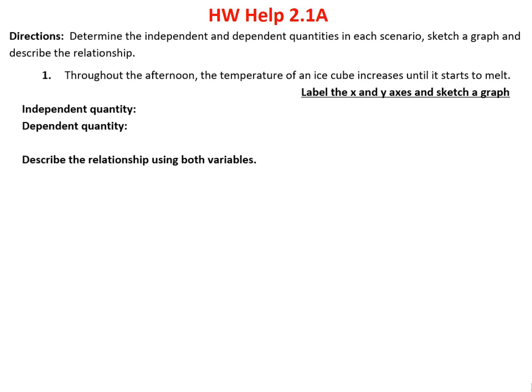In problem number 1, it says, throughout the afternoon, the temperature of an ice cube increases until it starts to melt. So we're asking, what is the independent variable and what is the dependent variable? Well, first, what are the two variables? First of all, you notice it says throughout the afternoon. Well, that means time is going by, okay? Second, we have the temperature. So our other variable is temperature.